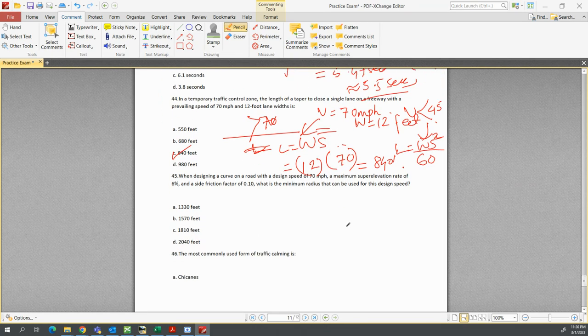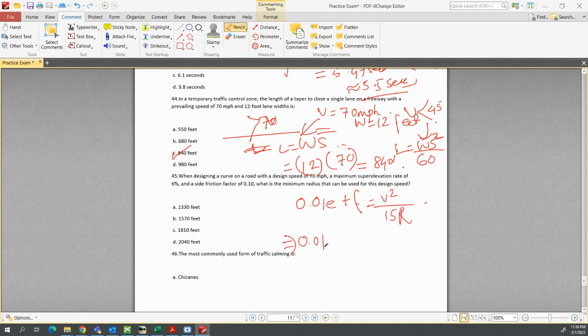The next question is, when designing a curve on a road with a design speed of 70 miles per hour and a maximum super elevation rate of 6% and a side friction of 0.10, what is the minimum radius that can be used for the design speed? For this problem, they have given you the interaction between friction, super elevation, velocity and radius. So there is this relation: 0.01 e plus f equals v square by 15 r. All are in US units.